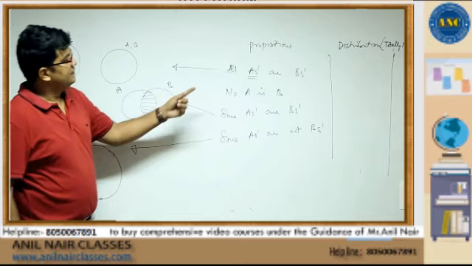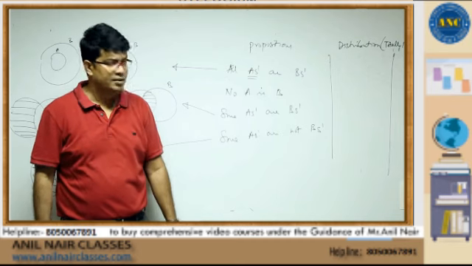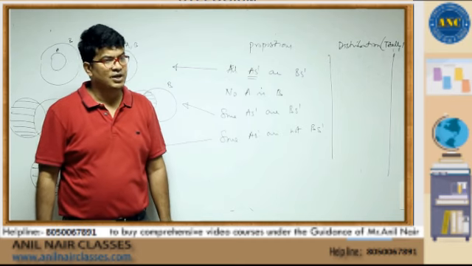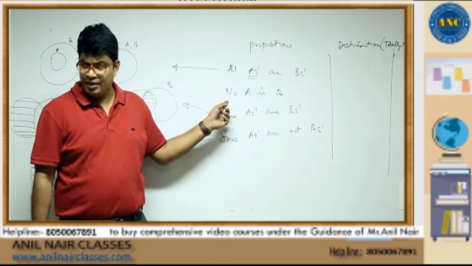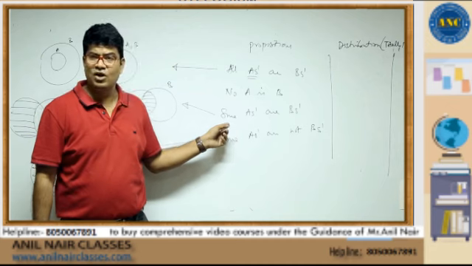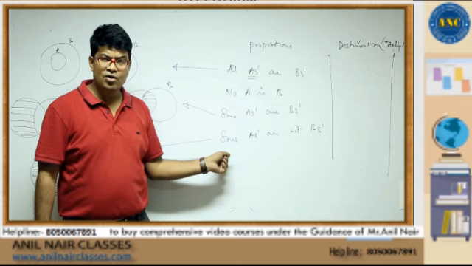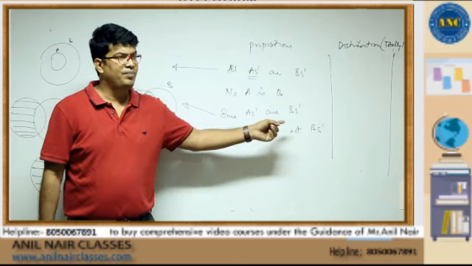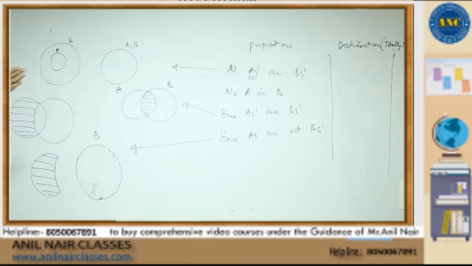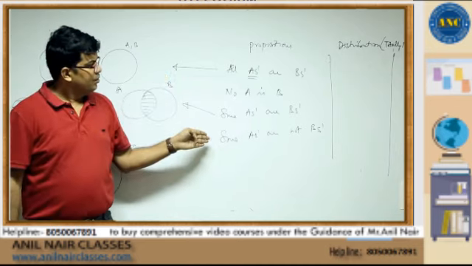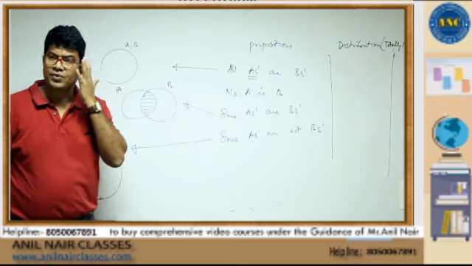Now, in a statement like all A's are B's, what is the subject and what is the predicate? A is the subject and B is the predicate. No A is B: A is the subject and B is the predicate. Some A's are B's: A is the subject and B is the predicate. Some A's are not B's: A is the subject and B is the predicate. In our 4 propositions, in everything there is a subject and a predicate, right?